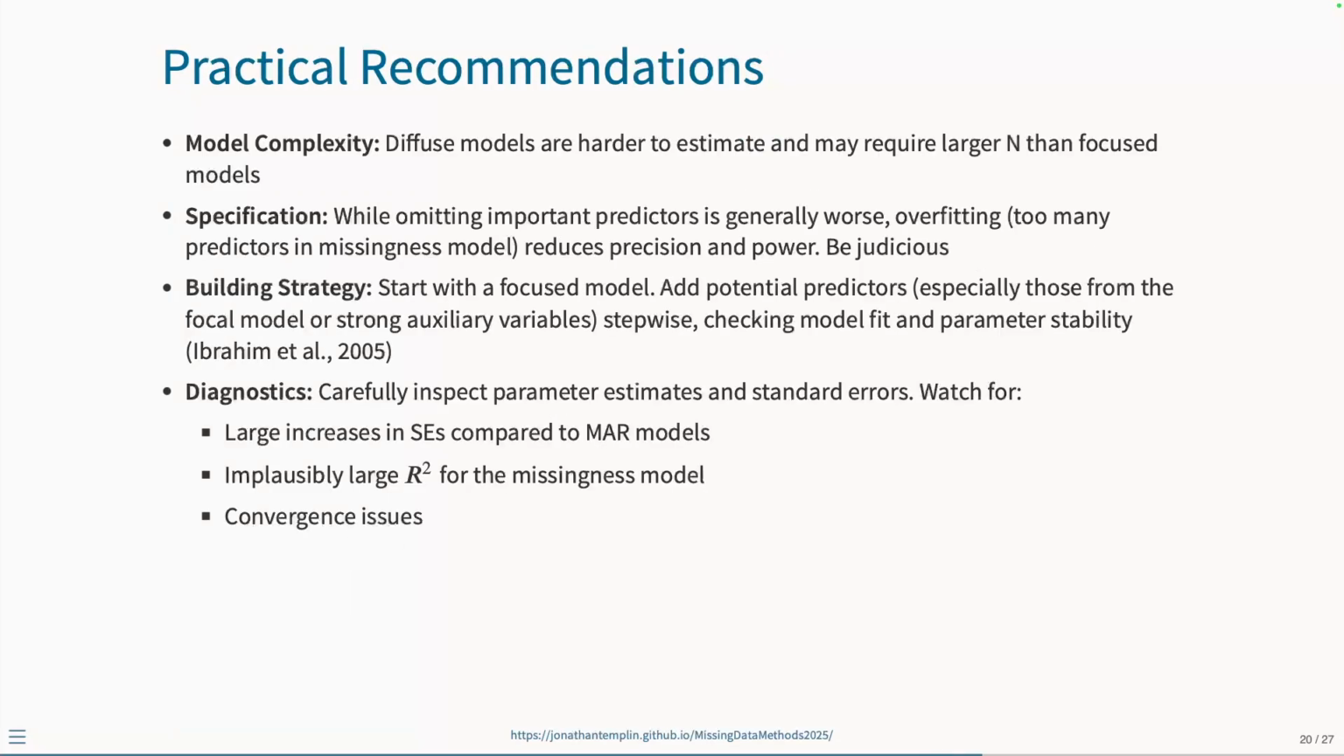All right. So here's some recommendations. Diffuse models are harder to estimate and may require a larger N than focused models. We know that. I was just joking. The irony about missing data is you need a lot more of it. Right. Sorry. I think that's funny, but nobody else does.